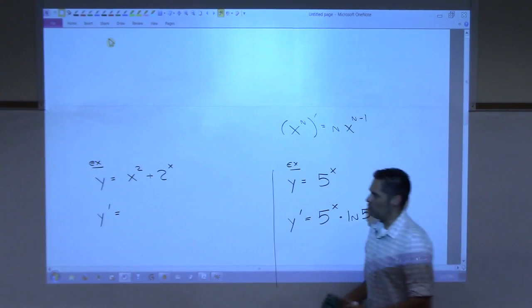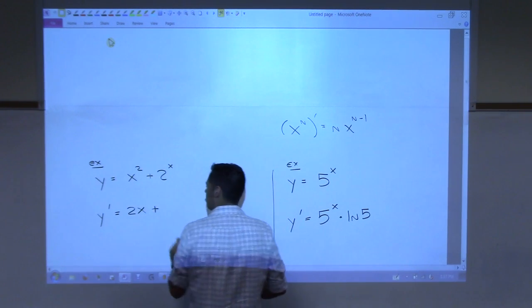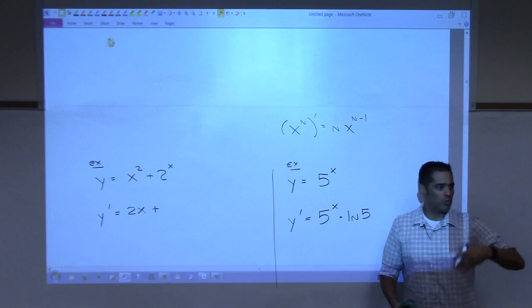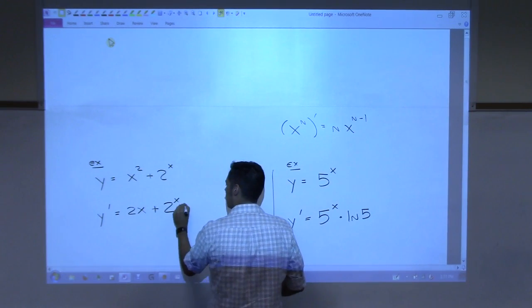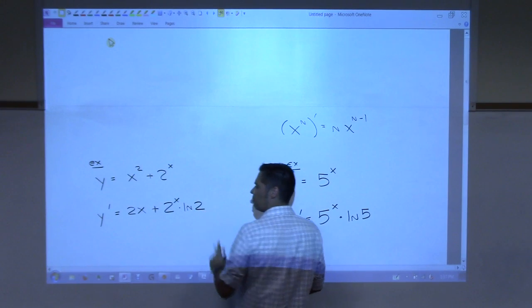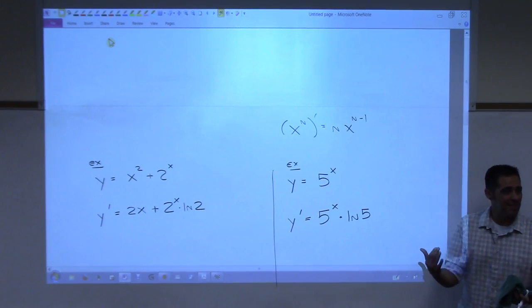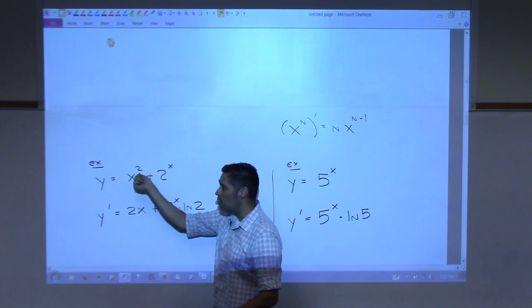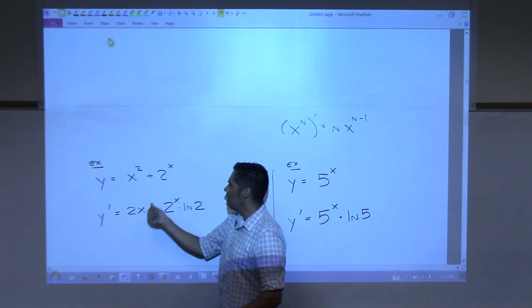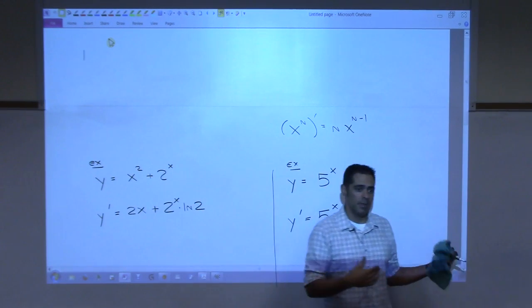2x plus 2 to the x times ln 2, taking the derivative of each term separately. That example illustrates the difference between the position of the variable. If the variable is in the base and the exponent's a power, you use the power rule. If the variable's in the exponent and the base is a number, then you use the exponential derivative.